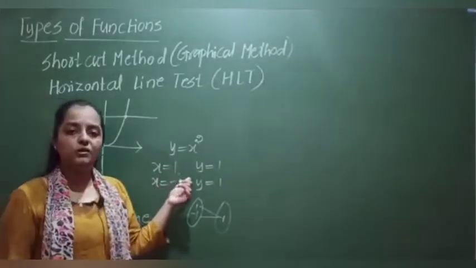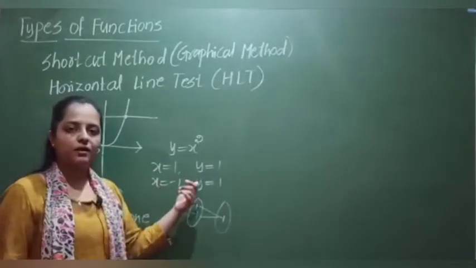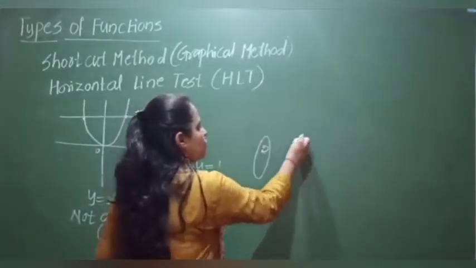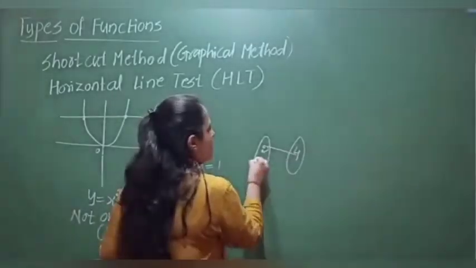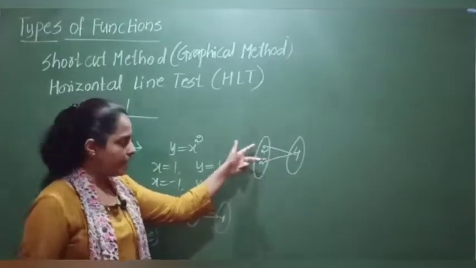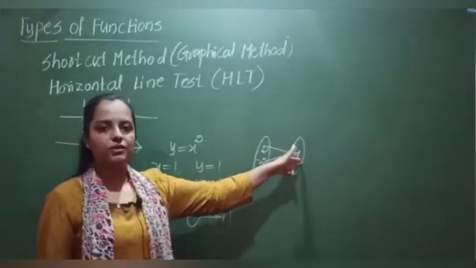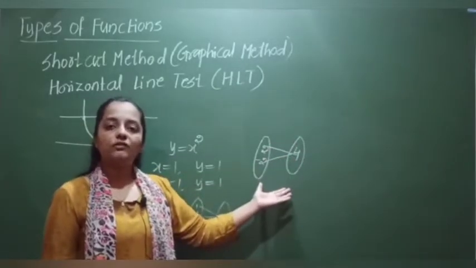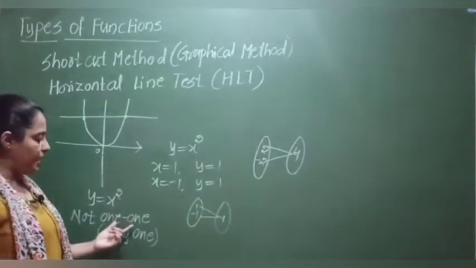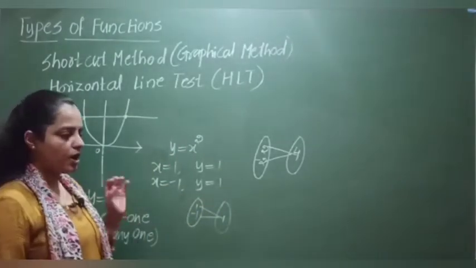If you substitute x equal to 2, y is 4. x equal to minus 2, y is plus 4, right? So that time also, many elements are connected to a single element, many elements are having the same image, therefore this is not 1-1, therefore this is a many-one function. Okay, so this is not an injective function, right? Hope you are all getting this one.